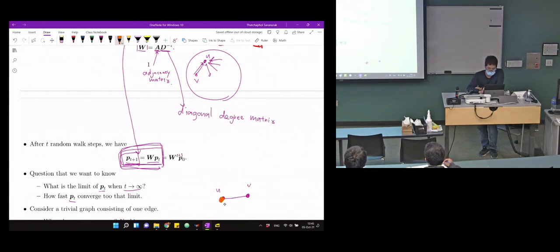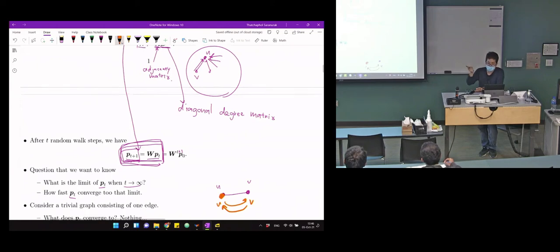So after one step of random walk, I have no choice but to go to V, and then come back. The next step, I go back to U, and it just oscillates like this, right? So there's no limit basically.